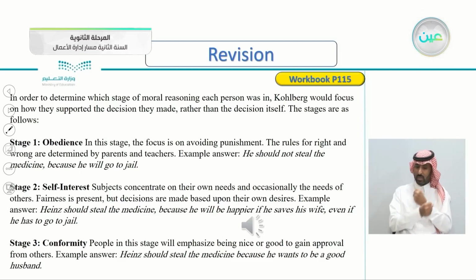Stage 2, self-interest. Subjects concentrate on their own needs and occasionally the needs of others. Fairness is present, but decisions are made based upon their own desires. Example answer, Heinz should steal the medicine, because he will be happier if he saves his wife, even if he has to go to jail. Stage 3, conformity. People in this stage will emphasize being nice or good to gain approval from others. Example answer, Heinz should steal the medicine because he wants to be a good husband.